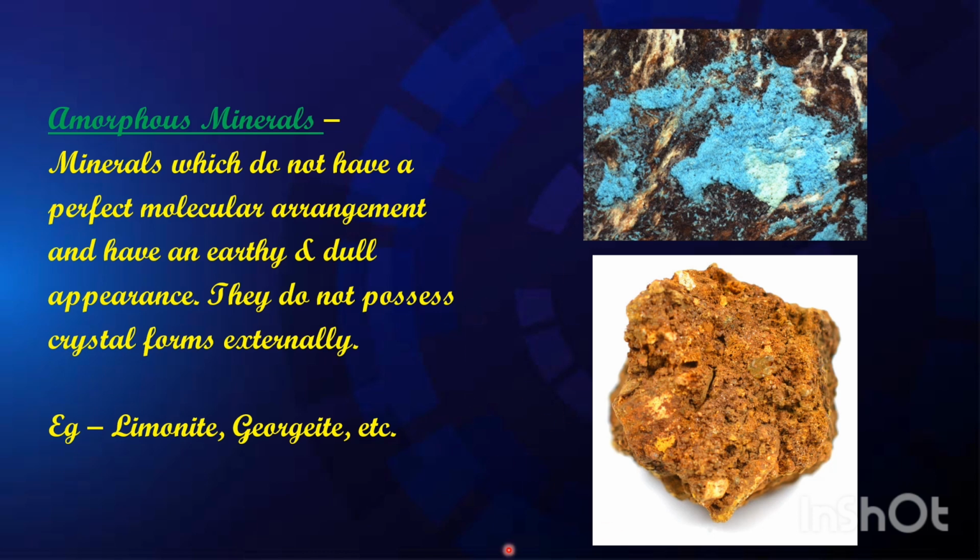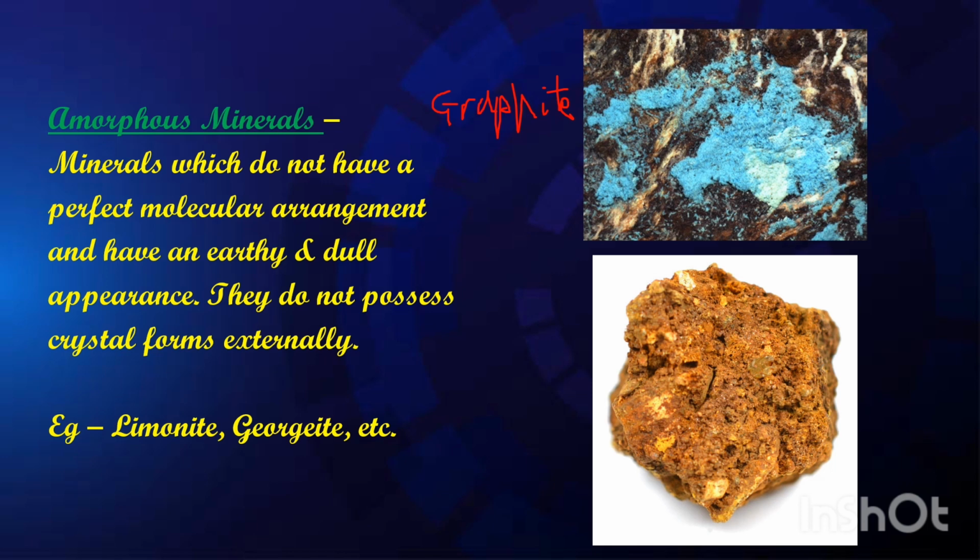But sometimes many minerals, for example graphite, are confusing. Graphite is essentially a crystalline mineral because of the perfect arrangement of carbon atoms. But when we see graphite in its hand specimen, it appears earthy, though it does have a luster, and it does not have a perfect geometrical shape. Still, it is considered a crystalline mineral because it has a perfect molecular arrangement. So we should not get confused about how to classify crystalline and amorphous minerals.